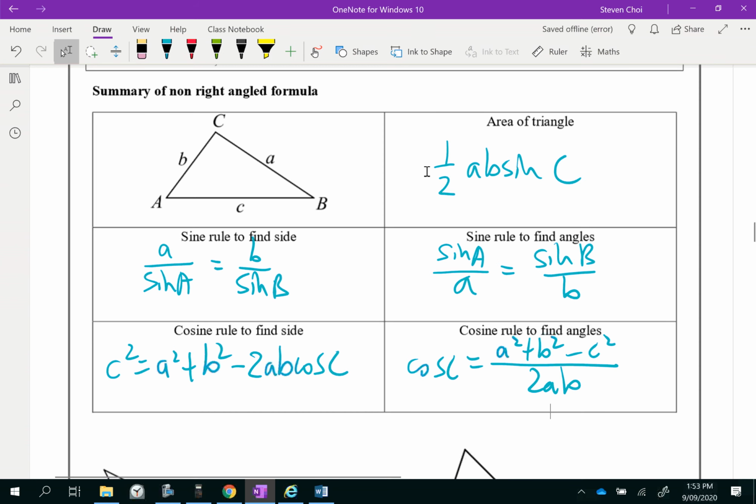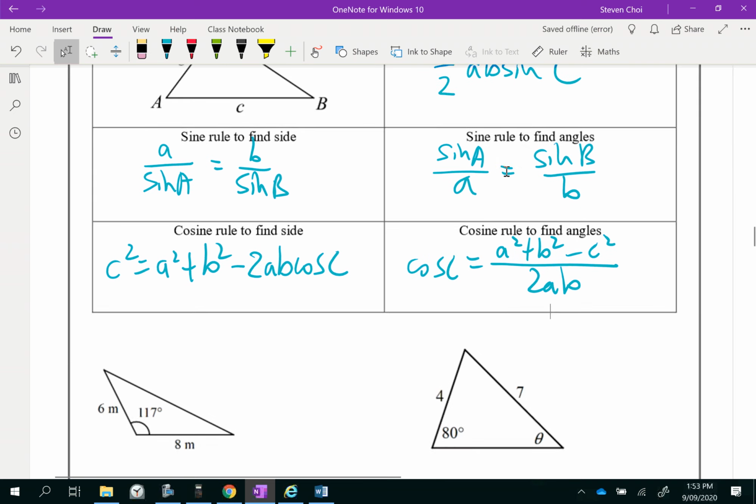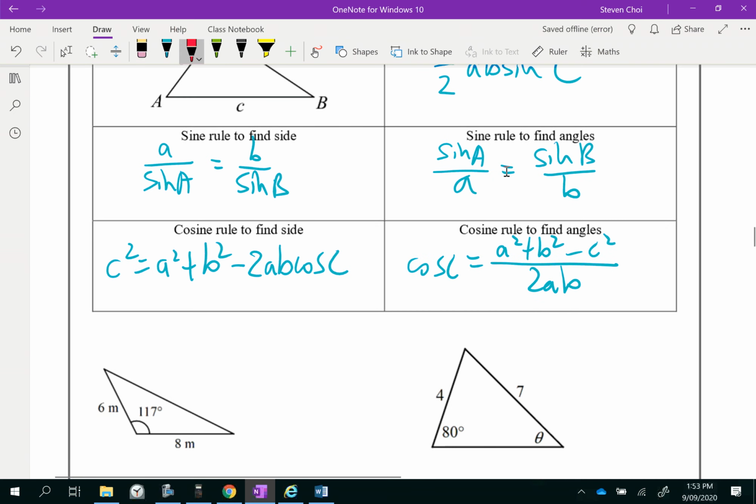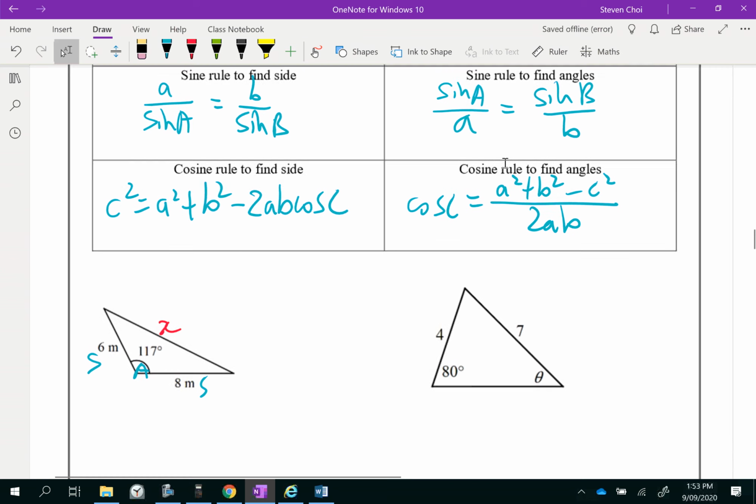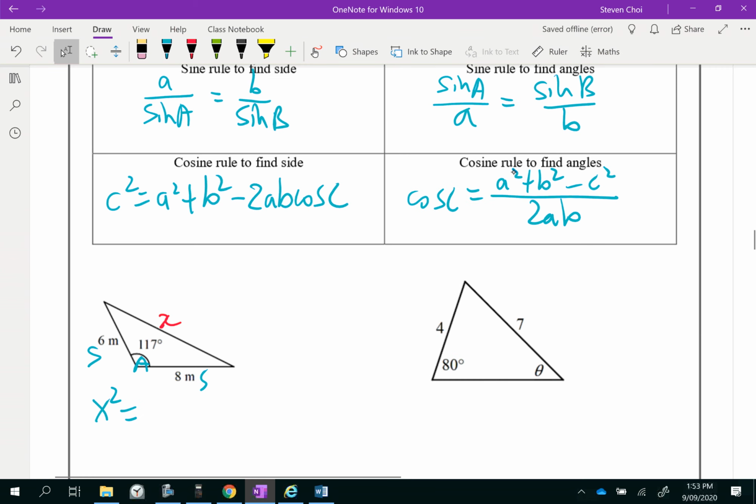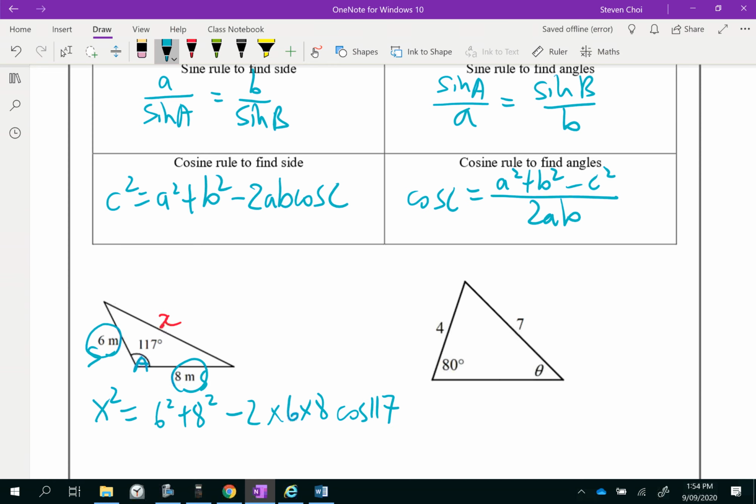All right, we're going to illustrate the use of these formulas on the triangle below. If I want to find the missing side x, what rule do we use? We use the cosine rule. How do we know? SAS. So just remember SAS, use the cosine rule. So x squared equals, which one do you add first? Doesn't matter. 6 squared plus 8 squared minus 2ab cos of the angle. Does that make sense? And then just use your calculator.